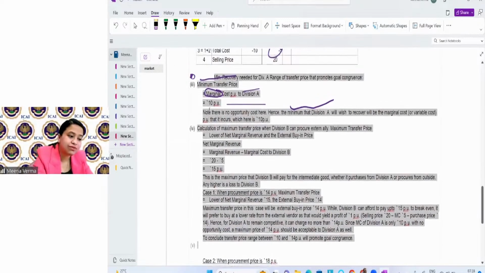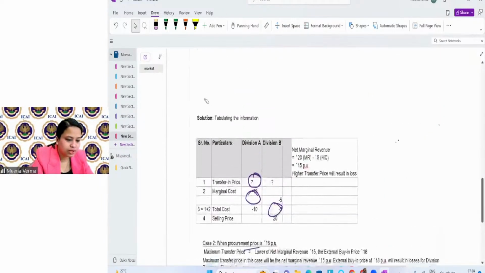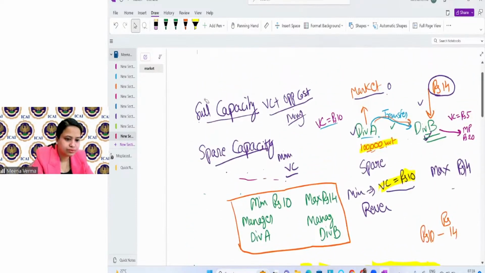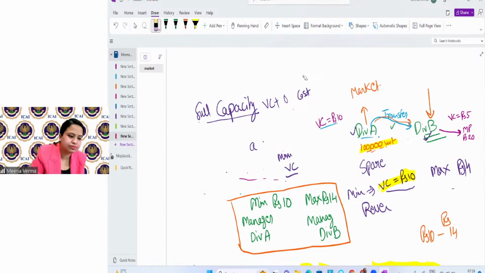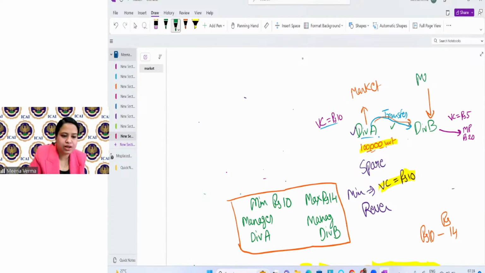Now the second case was, if the price is rupees 18, what will happen? Let's go back. If the same product is available in the market for rupees 18, they can buy it for rupees 18.